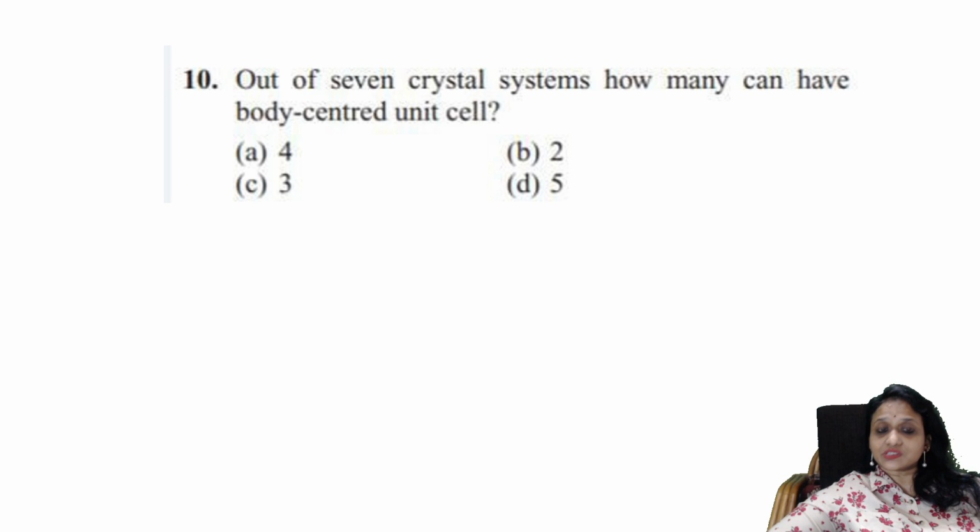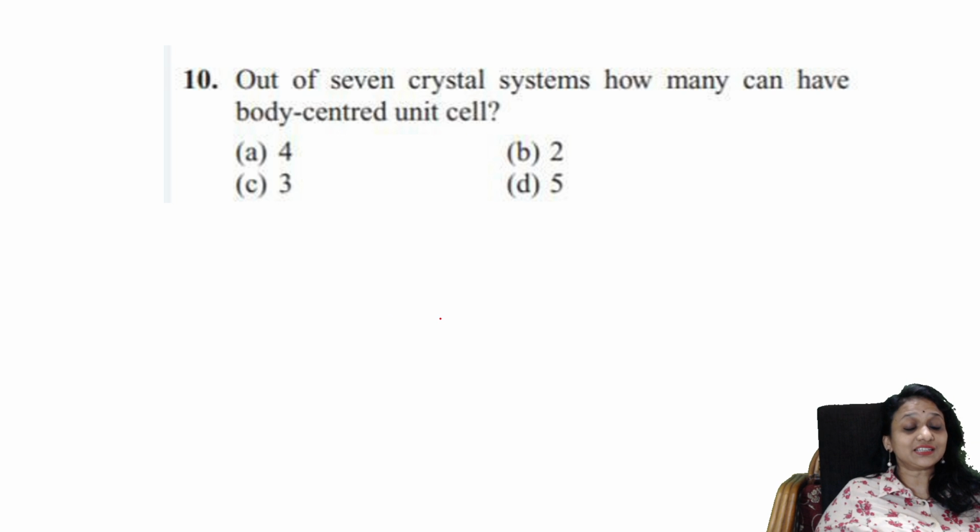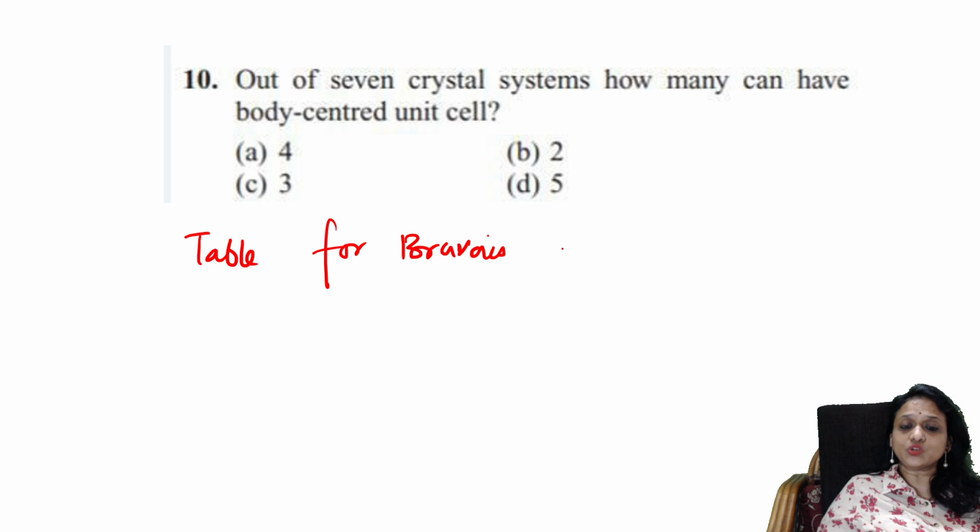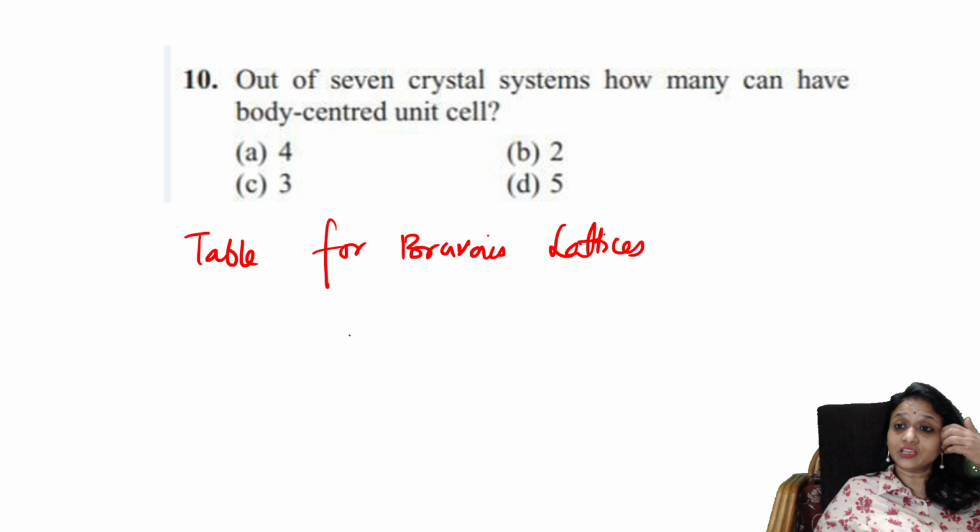Out of 7 crystal systems, how many have body-centered unit cell? All right. There is a table for Bravais lattices, students. I have also shown it in my video. So in that Bravais lattice table, for example, if I take your basic hexagonal, in hexagonal, what are the different combinations? I have given a list. This forms BCC type, this forms end-centered type, this forms FCC type, like that.